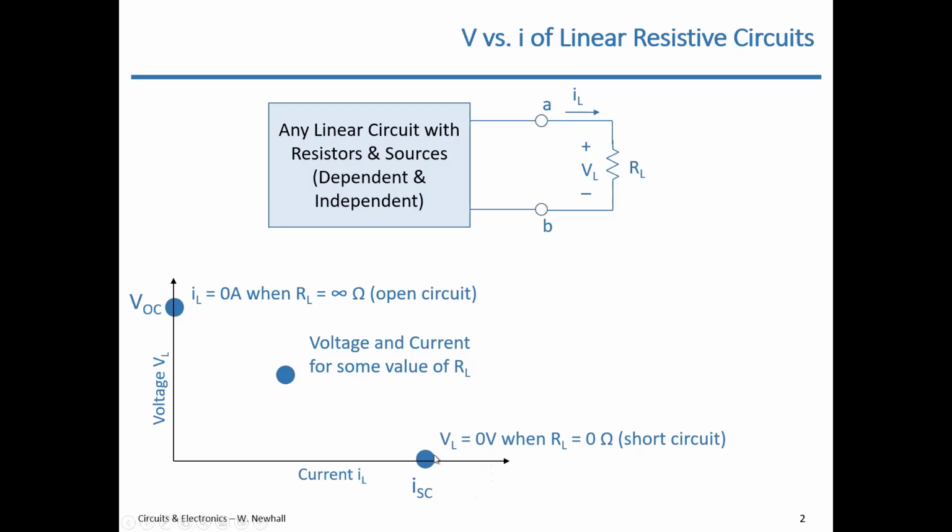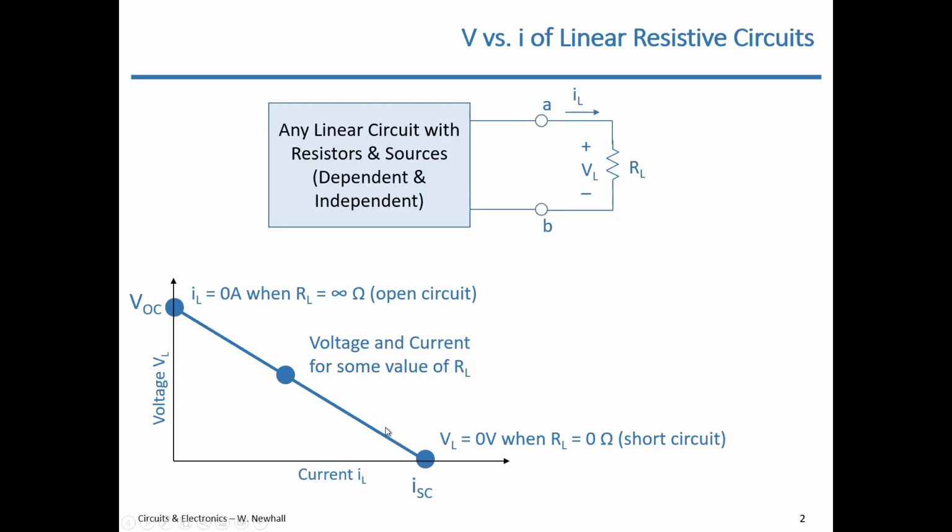And a neat thing happens when you change the resistance between 0 and infinity. You get a straight line. So if you have a linear circuit with resistors and sources, and those sources can be independent, they can be dependent, they just can't have squared values in there. They have to be linear. That's a linear resistive circuit. If you connect a resistor to the output terminals and you change that resistance, you're going to see this linear relationship, right? V versus I is going to be this line, okay, with that slope.